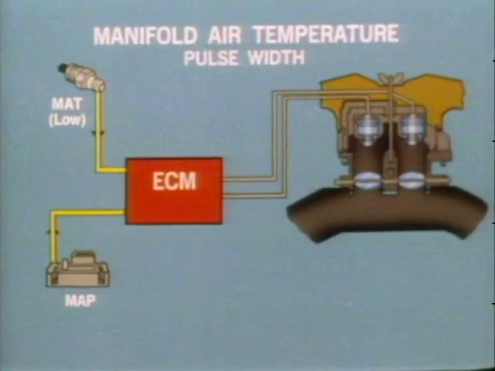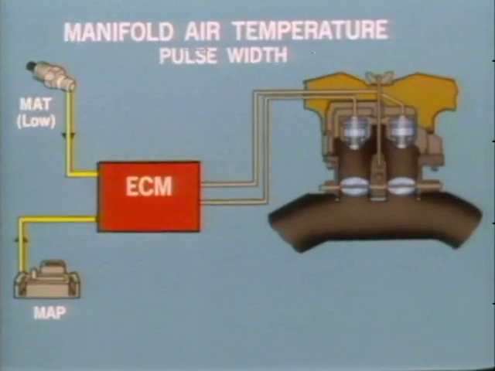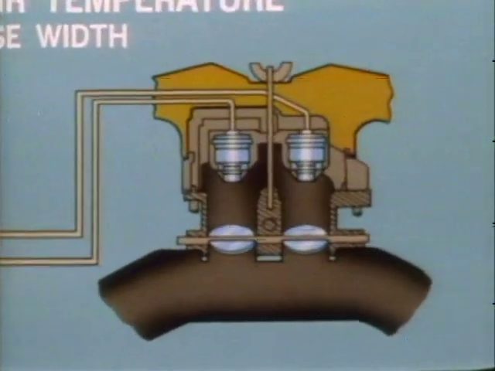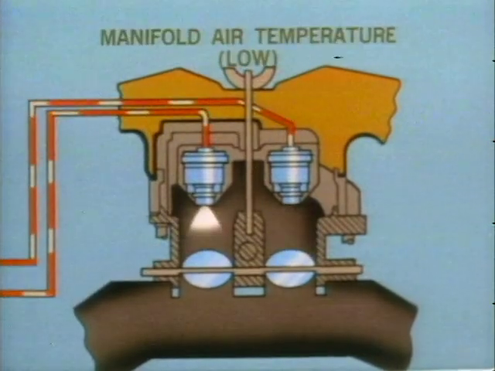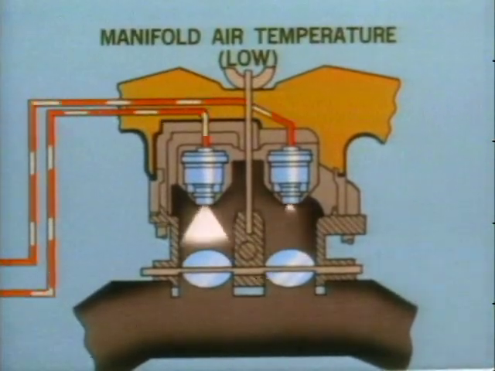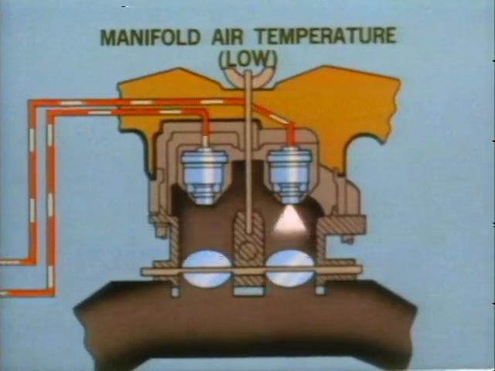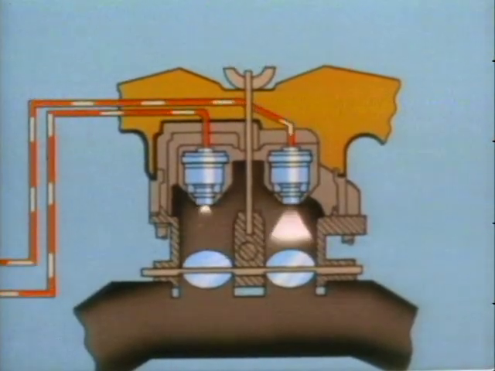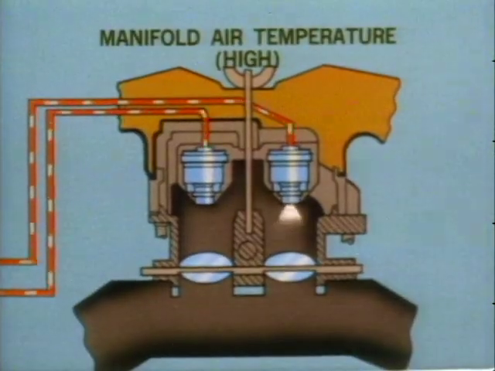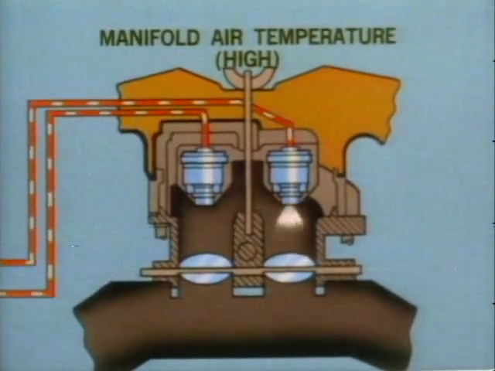When the manifold air temperature is low, the density of the incoming air will be higher, resulting in a higher oxygen content. And also, the rate of fuel vaporization will be less. For these two reasons, the pulse width is increased. At higher manifold temperatures, the pulse width is shortened to reflect the change in fuel vaporization and air density.